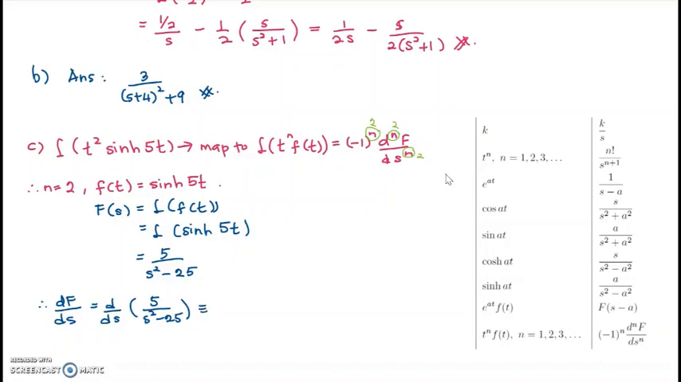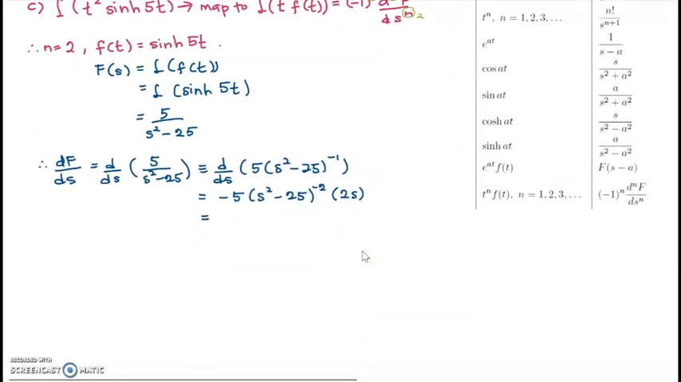So this one can be written as d/ds of 5(s² − 25)^(−1). By that, we differentiate the term in the bracket, so we have −5(s² − 25). Now the power becomes −2, which is −1 minus 1. But don't forget we differentiate s², so we have 2s.